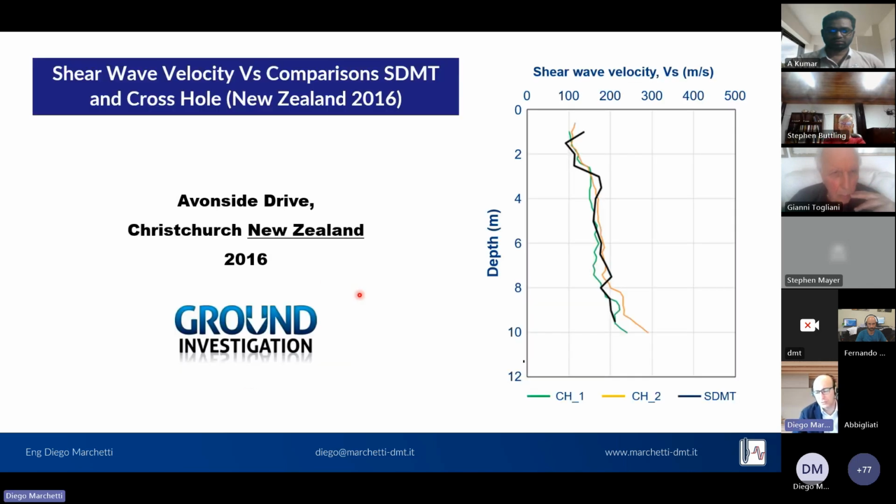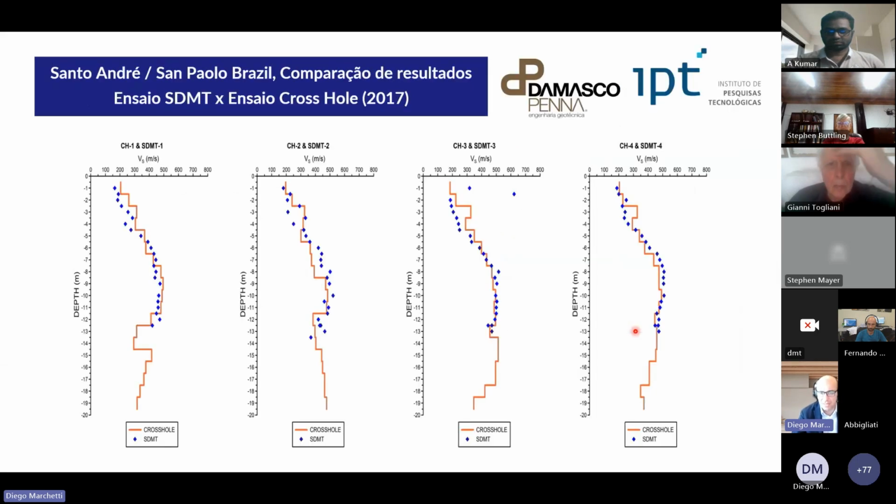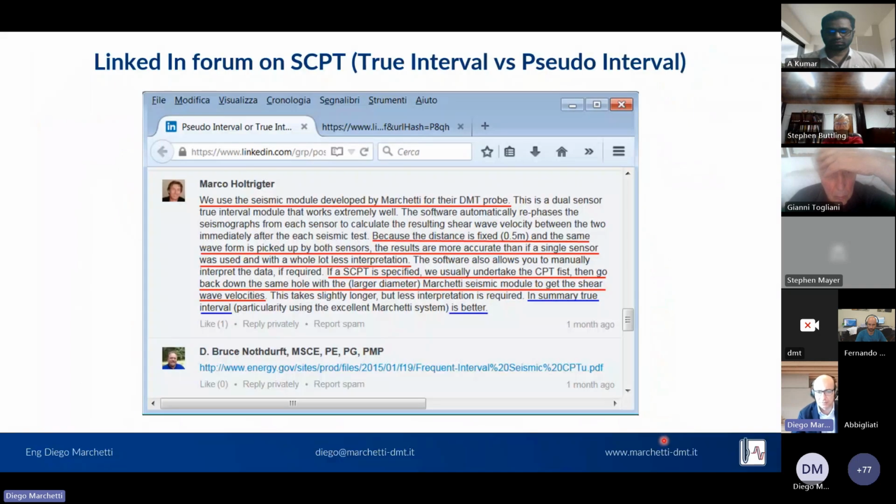Other users of the SDMT performed comparisons that you may find in many publications. This is just an example in New Zealand, comparison of VS with cross-hole tests, two cross-hole tests in the same location, showing good agreement. This is another published example in Brazil with four tests comparing cross-hole VS and SDMT measurements, showing again an excellent agreement.